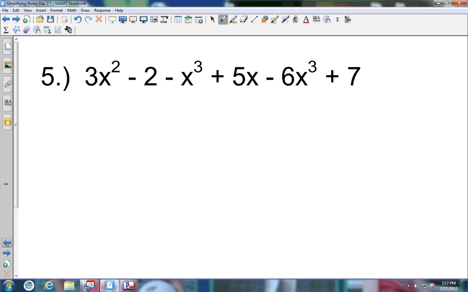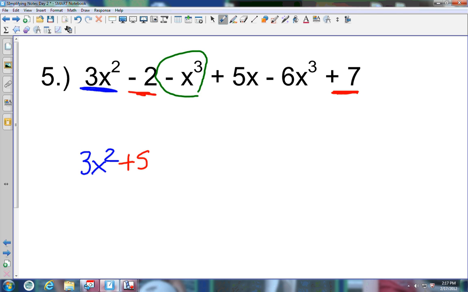Here's number 5. First off, does it have any parentheses in there? No, it does not. So let's put together the things that go together. I have x squareds. Do I have any other x squareds? Not this one. This is x to the third power, x cubed. So I have 3x squared. Let's look here at minus 2. Well, there's no variable there, so I'm looking for just the numbers. The next one is x cubed. Nope. 5x. Nope. 6x cubed. Oh, here's one. Plus 7. Negative 2 plus 7 is positive 5.